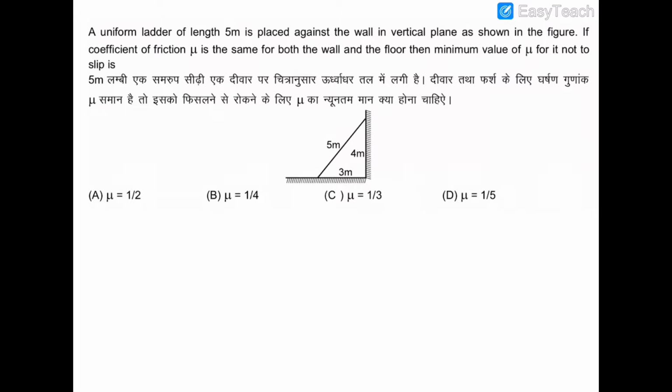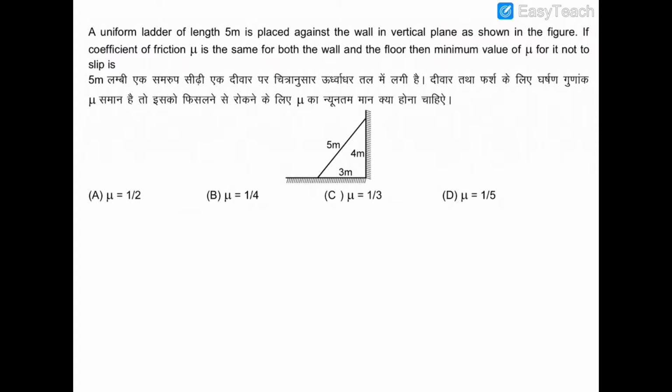In this question you can see that there is a uniform ladder of total length 5 meter and it is placed against a wall and a floor. So the coefficient of friction of wall and floor is given as mu, and we have to find out the minimum value of mu so that this ladder would not slip.